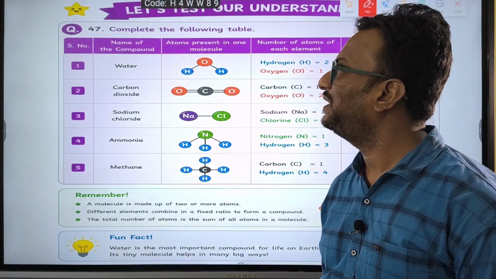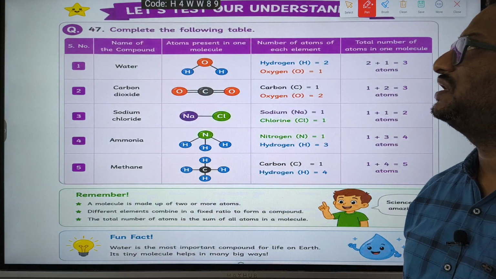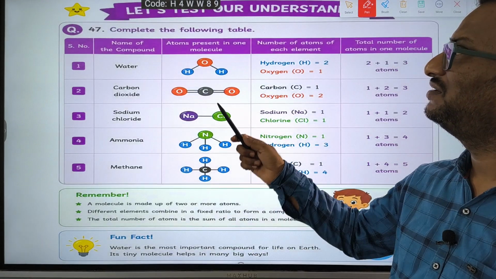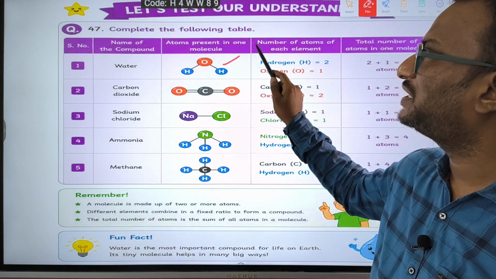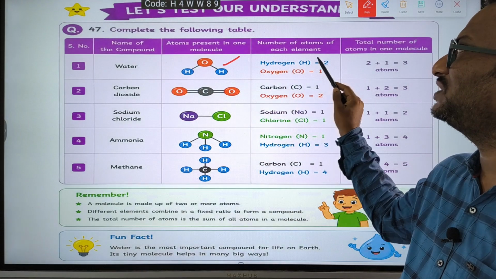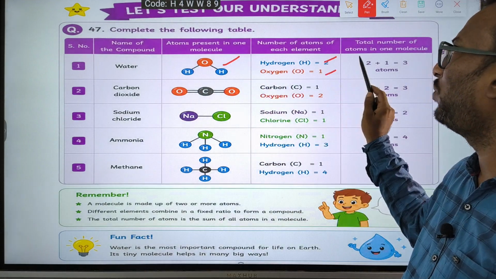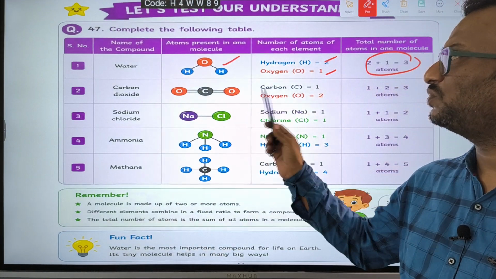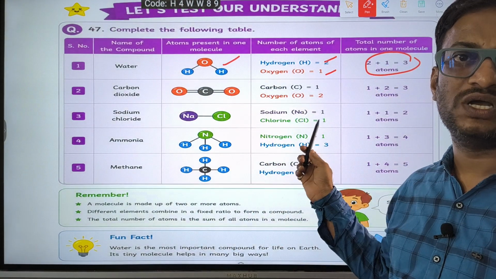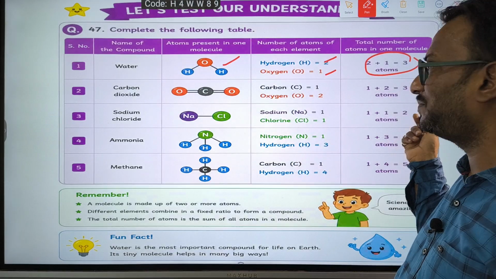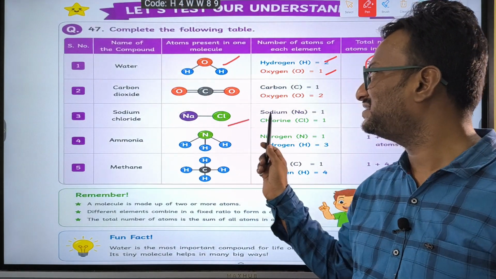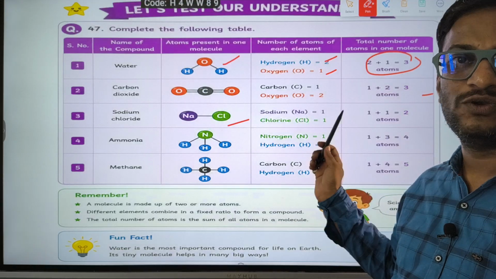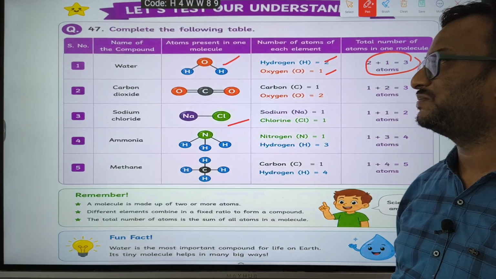Complete the following table. Name of the compound, that is water. Atoms present in one molecule: hydrogen 2 atoms and oxygen 1 atom, total 3 atoms. Carbon dioxide, CO2, it contains 1 carbon atom and 2 oxygen atoms, total 3 atoms. Sodium chloride, NaCl, 1 sodium atom and 1 chlorine atom, total 2 atoms.